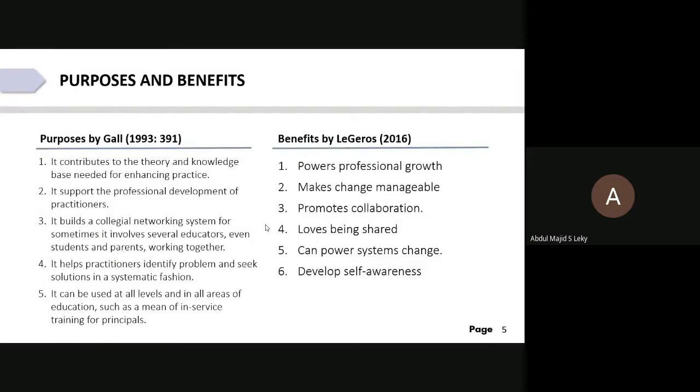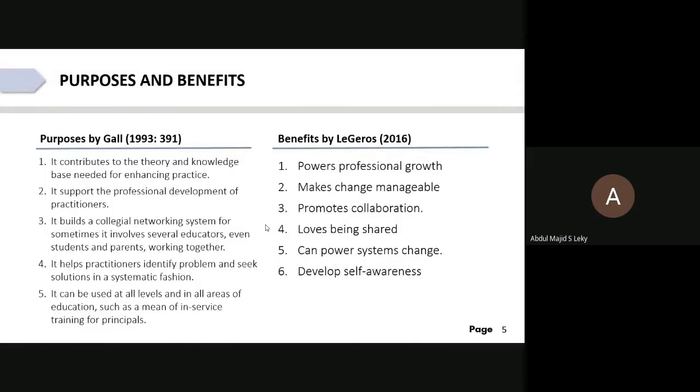The next slide is about the purpose and benefits of action research. This is the purpose of classroom action research by Gell, 1993, page 391. There are at least five purposes of action research. One is that action research contributes to the theory and knowledge base needed for enhancing practice. Second, it supports the professional development of practitioners. As I already stated earlier, with action research you can improve your professional development.